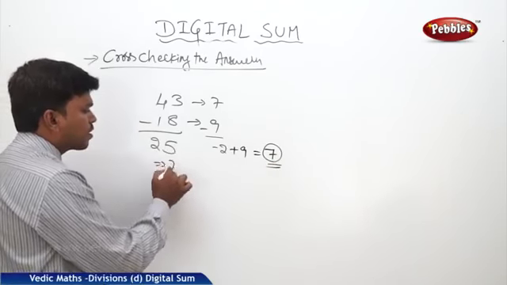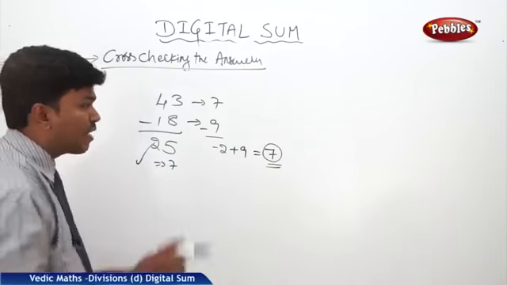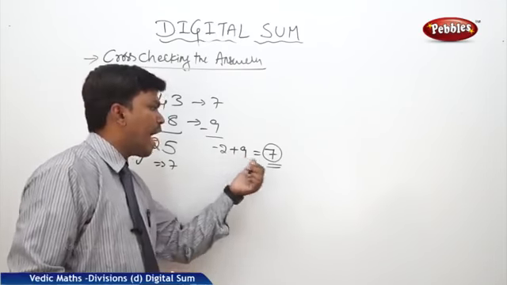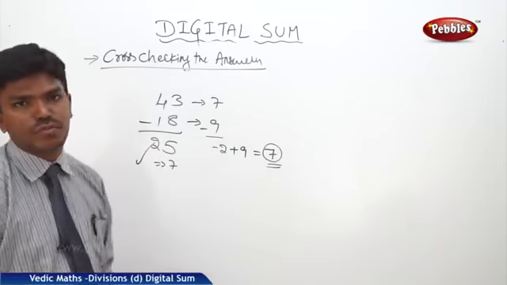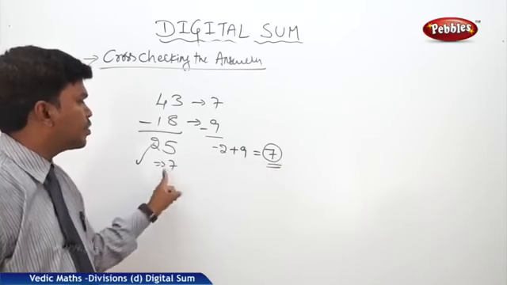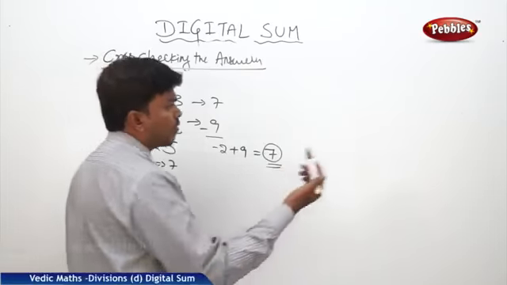So 2 plus 5 is 7, getting the same, right? Whenever you are getting a negative, simply add 9 to it. It will turn into a positive. So that digital sum should match with the answer. We'll take one more example.